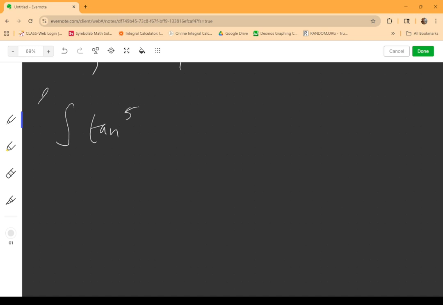Let's do another example here. Tangent to the 5th of x, secant to the 7th power of x dx. The approach that I did before is not going to work here, because if I break off a secant squared, there's no way to change the secant to the 5th that'll be left into tangent. That odd power doesn't allow me to do that.